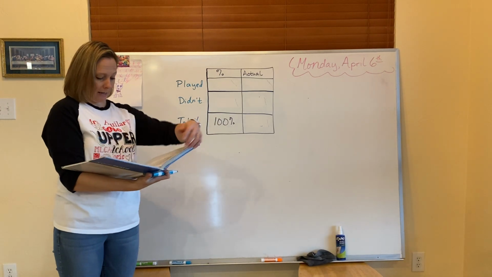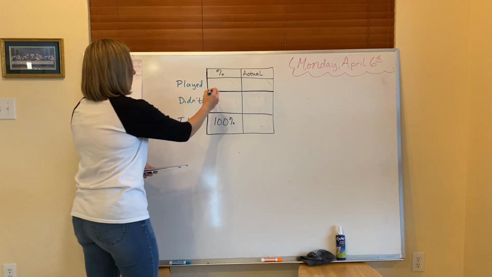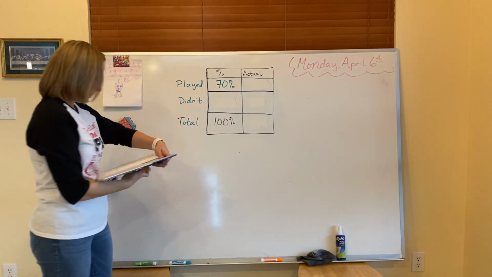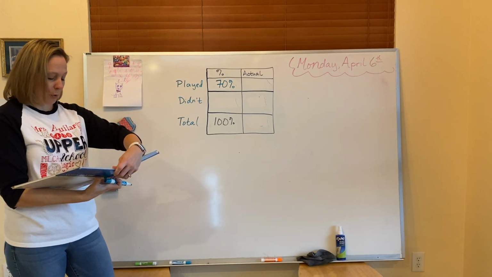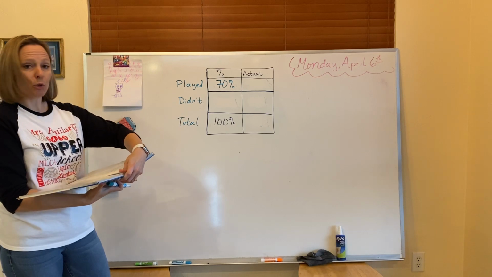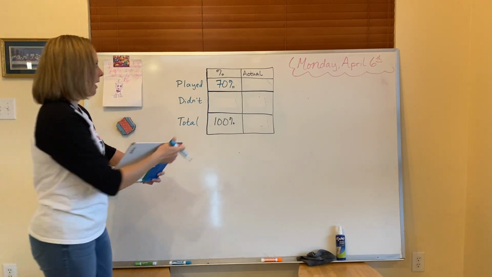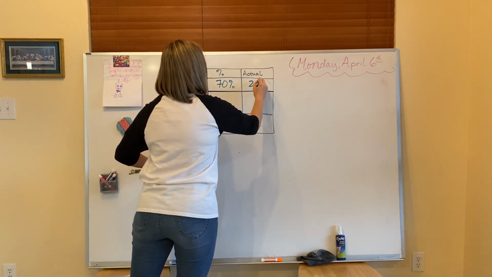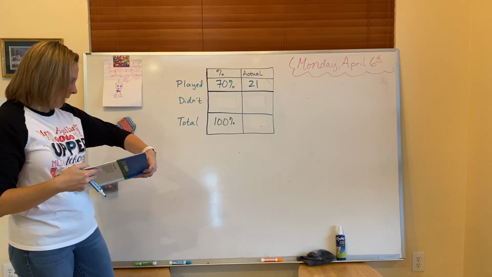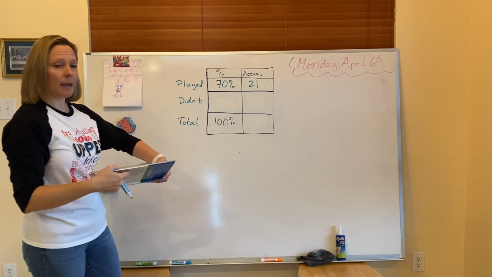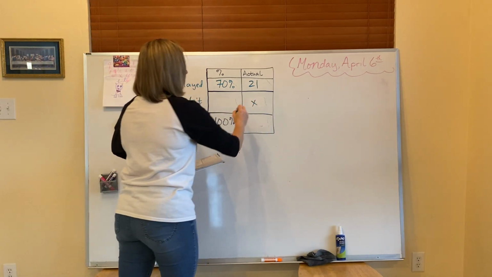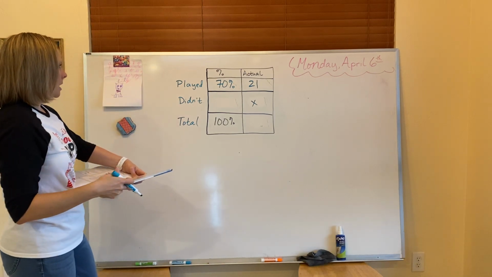70% played. I can fill in my percent. If 21 team members played, so 21 was the actual count of those who played. And we are looking for how many team members did not play. So we're looking for the actual count of didn't. I'll call it X this time.